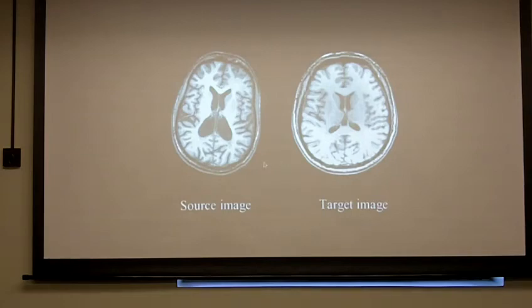And the mission is to warp this source image, to transform this source image to the target image. Let's apply two components of affine transformation.